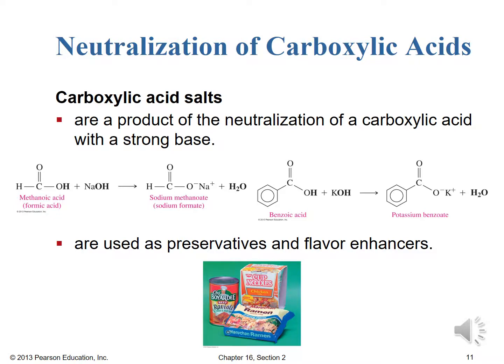I just mentioned the idea of helping these along to bring that proton off. If we neutralize the carboxylic acids, we can make carboxylic acid salts. They're the products of neutralization of a carboxylic acid with a strong base. So if we see methanoic acid, or formic acid as it's more commonly called, interacting with a strong base like sodium hydroxide, we form sodium methanoate or sodium formate, depending on if you're using IUPAC or common naming schemes, plus water. If we did the same sort of reaction with benzoic acid and another strong base like potassium hydroxide, we can make potassium benzoate and water.